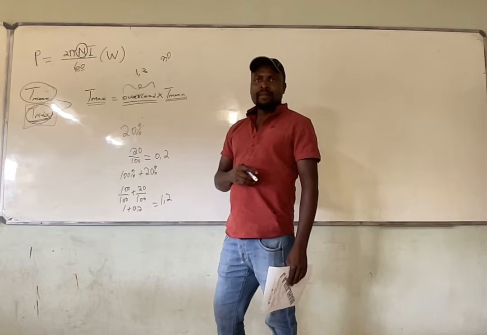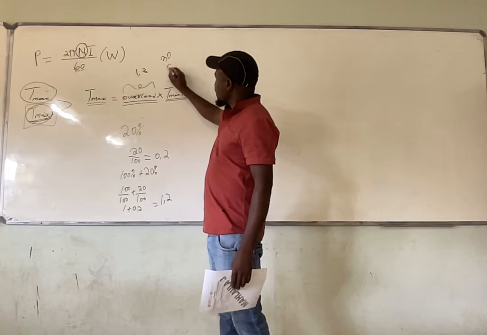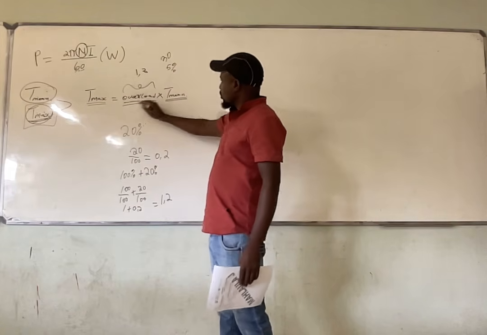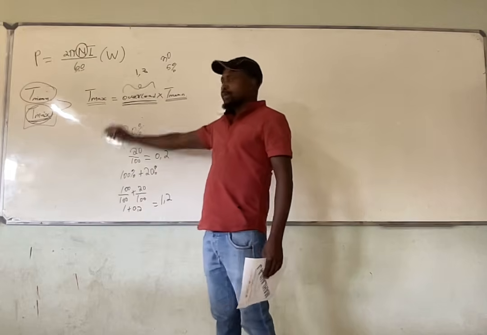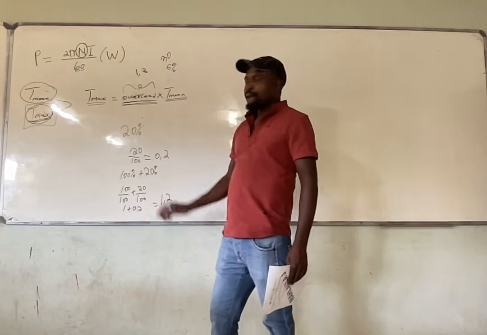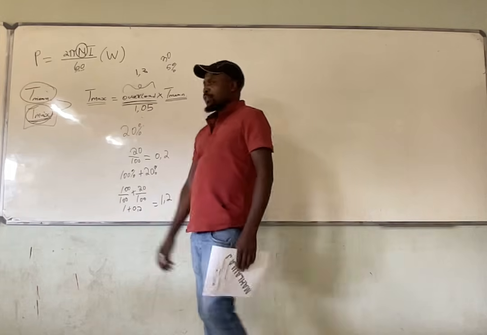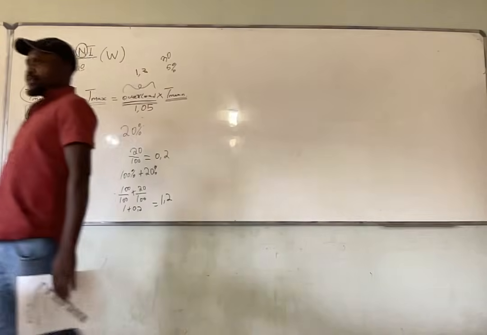You get that right now? So what will you substitute if we have a 5% overload? What will you substitute here at overload? Sorry? 1.05. You will substitute 1.05.